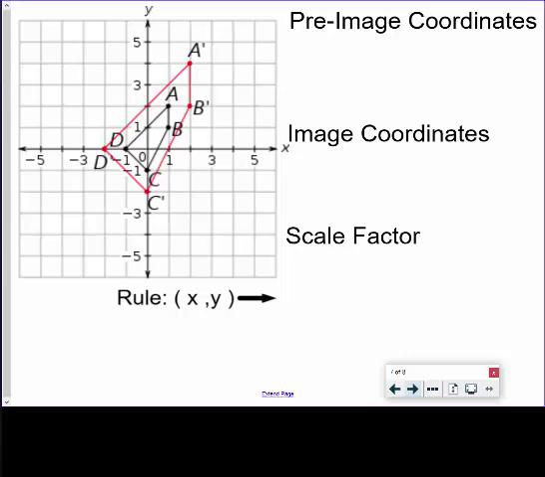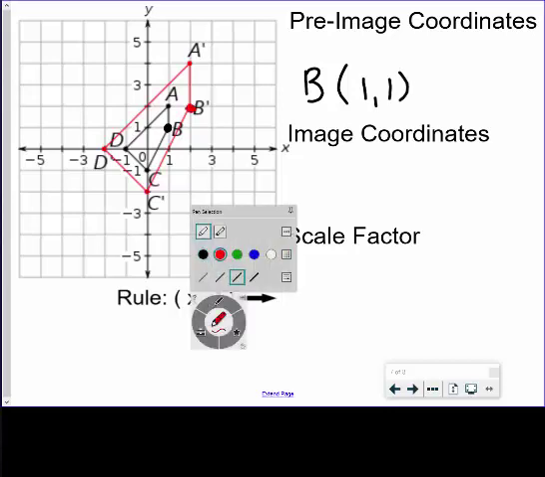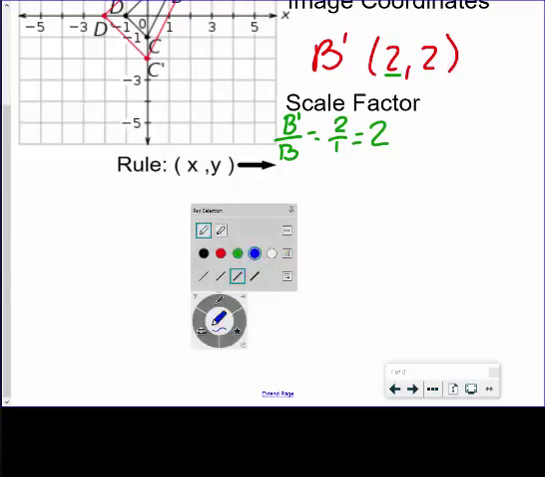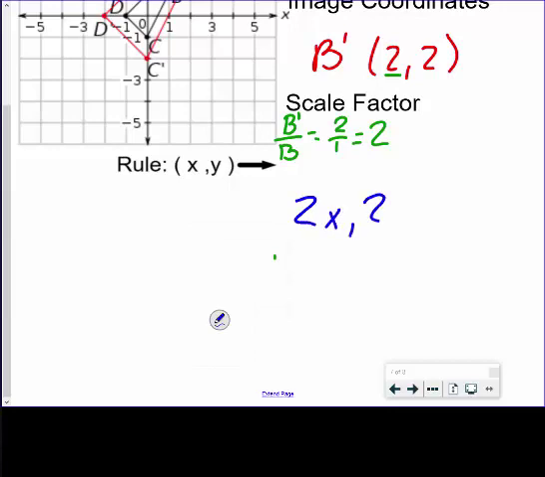Which point? B. I used B. What is B's coordinate? And B prime's coordinate? 2, 2. Enlargement or reduction? Enlargement. Okay, so how do I set it up? B prime over B. Do you want me to use the x or the y? Does it matter? Doesn't matter. Same, right? So 2 over 1, which is 2, which makes my rule 2x, 2y.